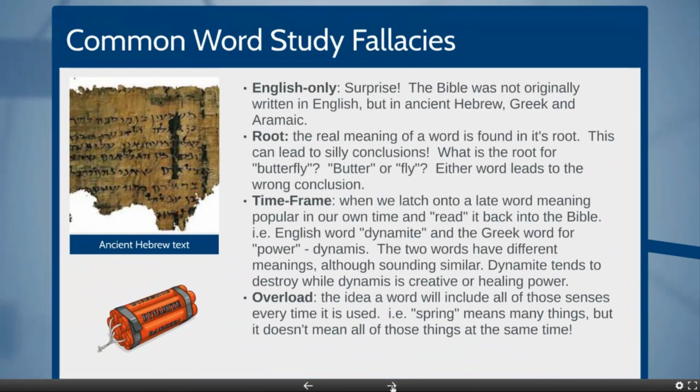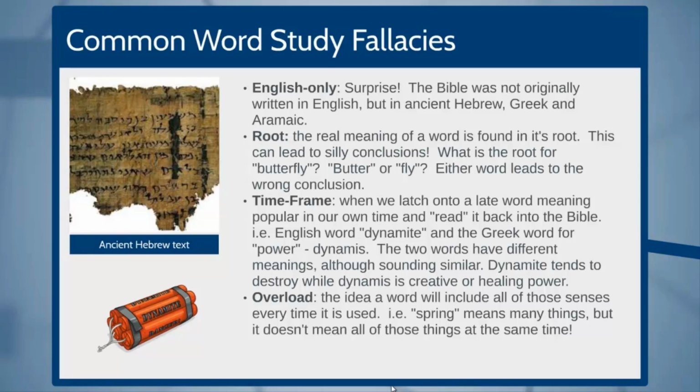All right, so how do we do that? Well, first of all, let's start with some of the fallacies as it relates to word study. Surprise, surprise, the Bible was not written in English. I know that there are some that actually do think that, but no, it was not written in English. It was originally written in ancient Hebrew, Greek, and Aramaic, and there are some differences between modern Greek and Hebrew and ancient Greek and Hebrew, just like there are some major differences from reading Shakespearean English to modern English. There's some differences as well.